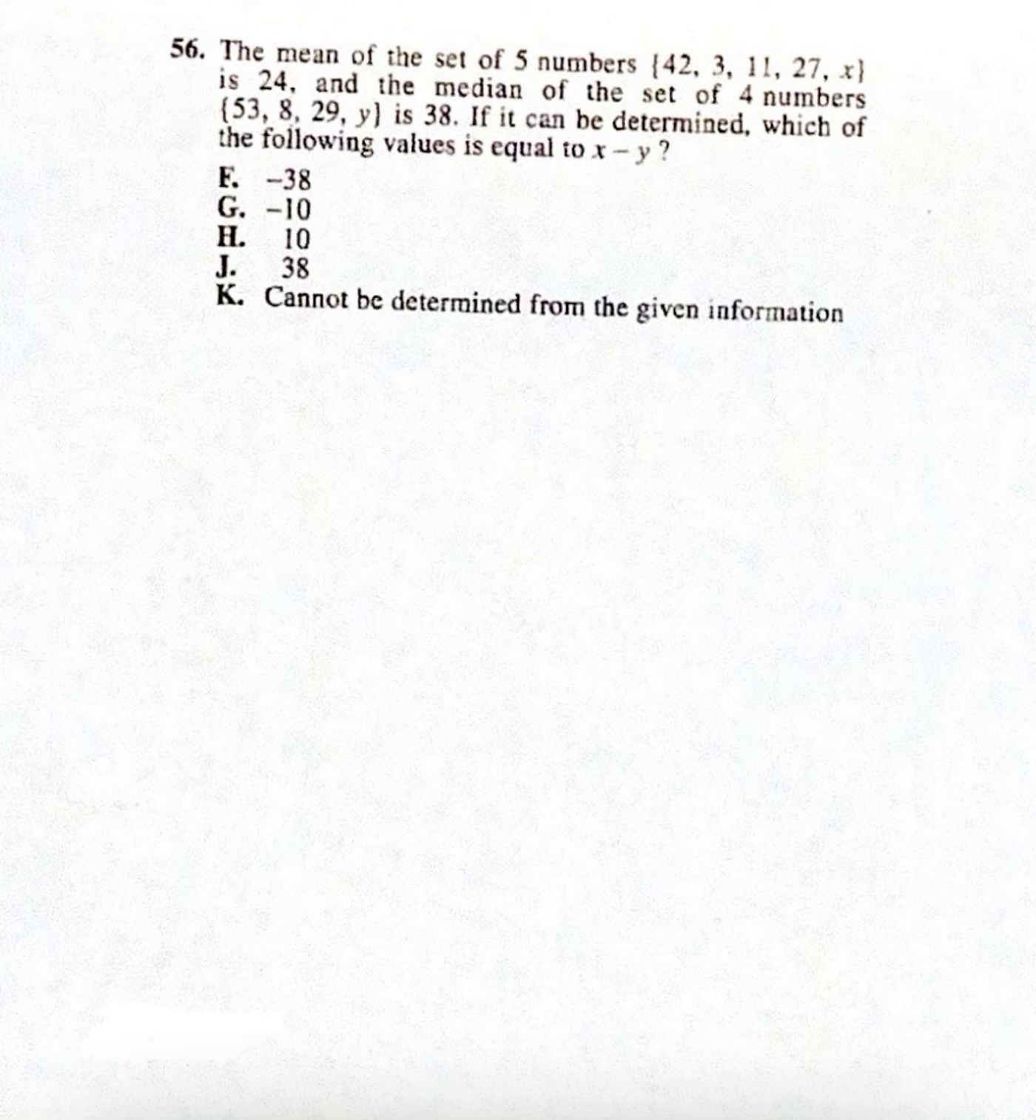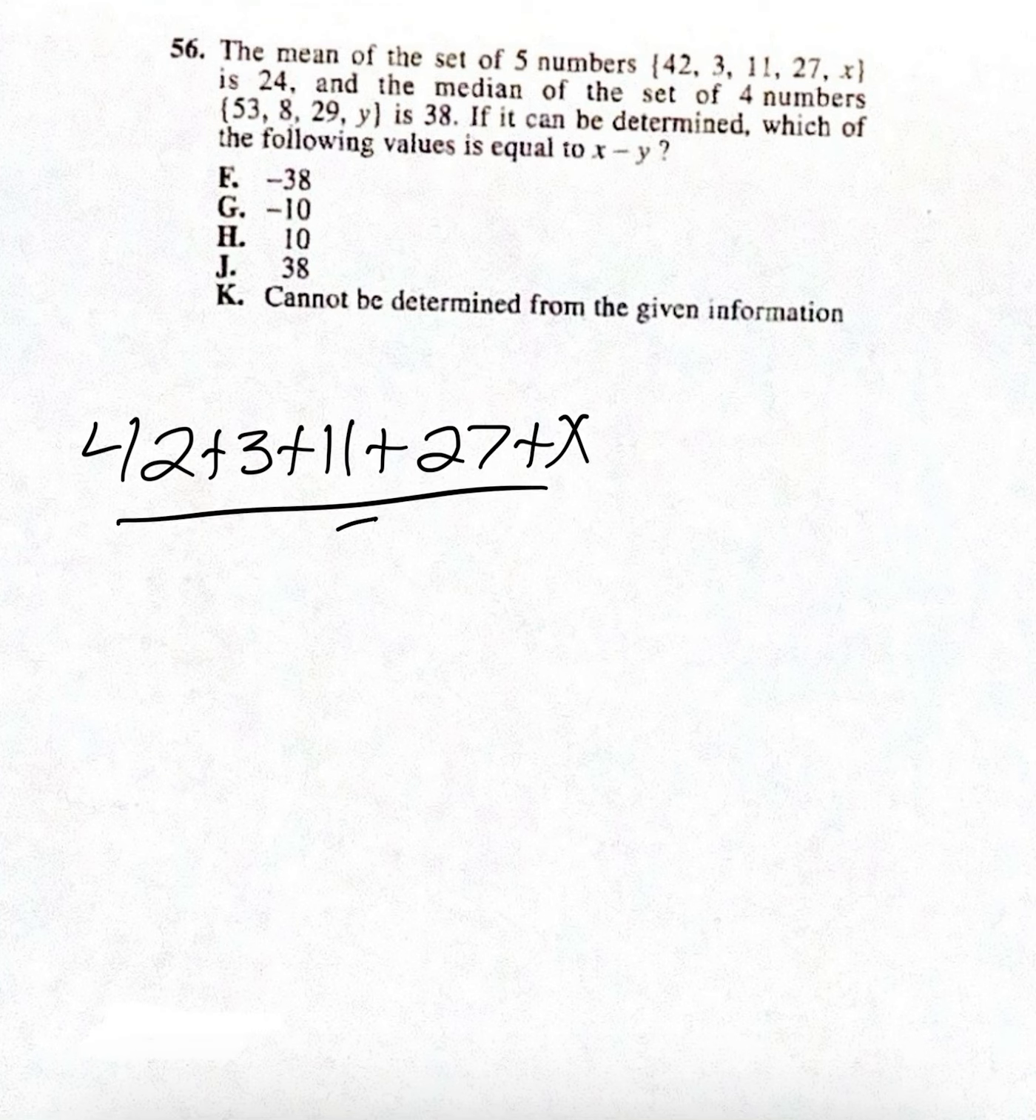Well, first let's look at if it's possible. Can we find x using the information that we're provided? The mean of a set of numbers is you add them all up and divide by the total number. So we can write an equation for this: 42 plus 3 plus 11 plus 27 plus x, all over 5, equals 24. I'm confident that we can solve that for x. So before we do that, let's now determine if we can solve for y.